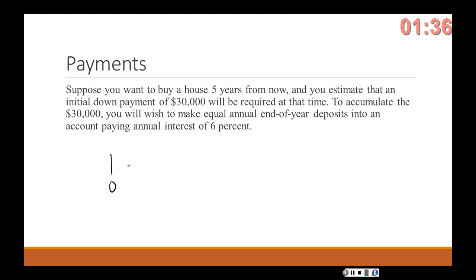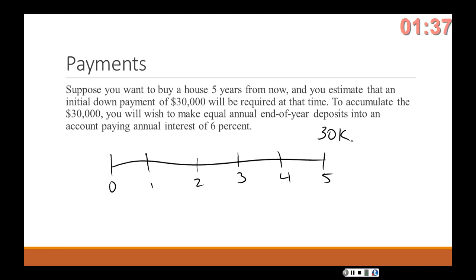So at time period 0, we have nothing. We're wanting to save money for 5 years. And at the end of 5 years, we want to have $30,000. We want to know how much we have to deposit every year for 5 years to have $30,000 if our interest rate is 6%.